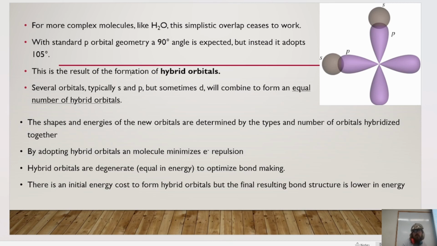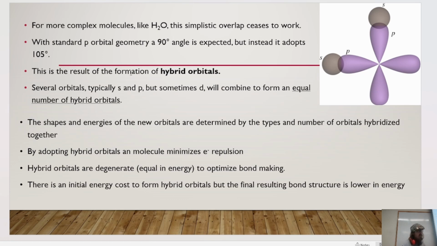If we used that logic for water, every p orbital is 90 degrees to another p orbital. Keep that in mind, 90 degrees. So if we tried to do that with water, you would have to form a 90-degree bond angle because of the sheer nature of the p orbitals. But we actually see a bond angle of 105. I don't care that you know 105. I'm not asking you to memorize 105. Just know it's not 90.